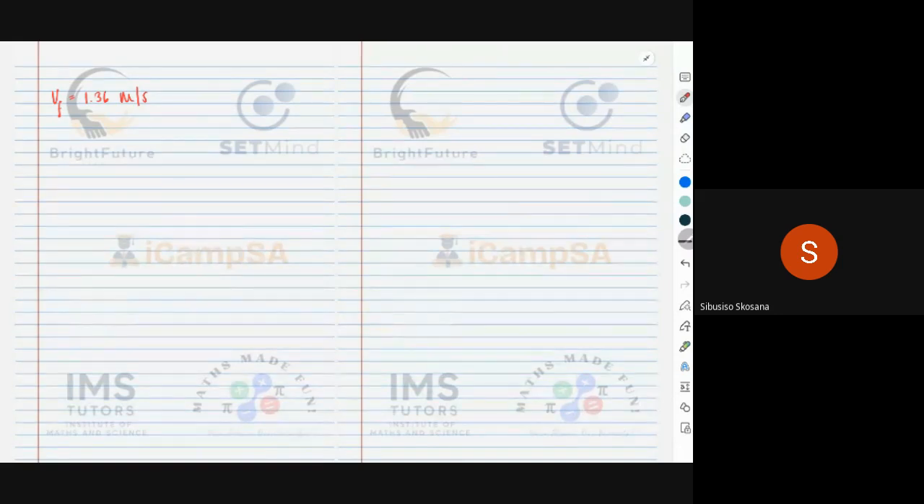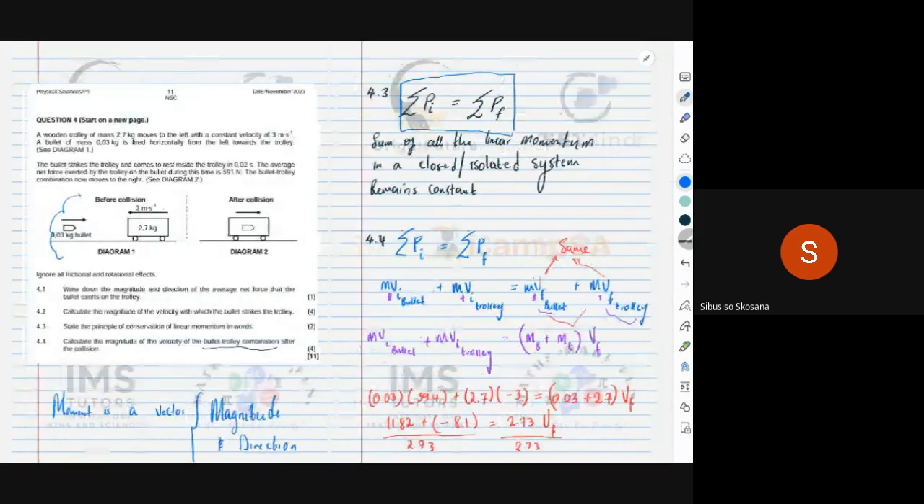Or you can write it as 1.36 meters times second to the power minus one, like so. That means that's it for this question. Do we understand what happened here?